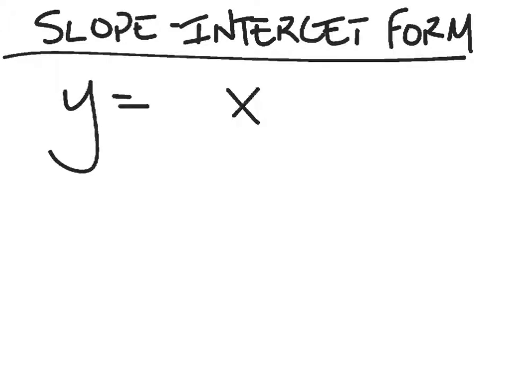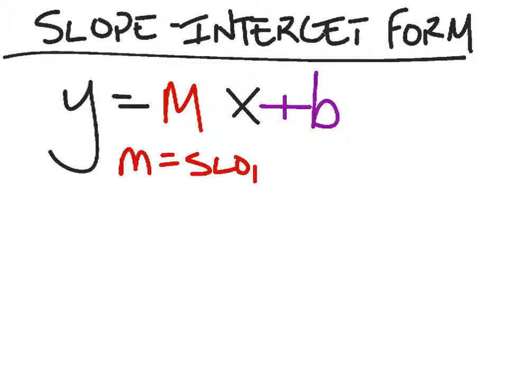y equals mx plus b. And we know that good old slope is the m, and then the b is the y-intercept. Well, this is one form, and you guys saw that this is one type of equation that we can use to solve for the y-intercept. But most people don't like this form or how to use it to find the y-intercept.